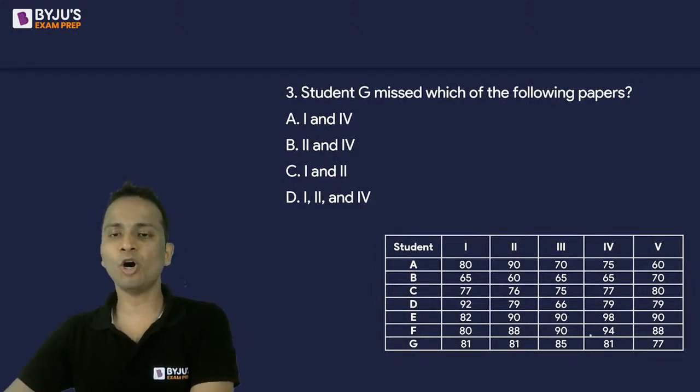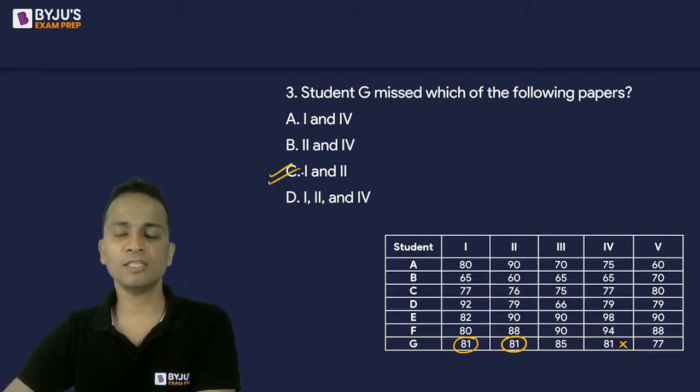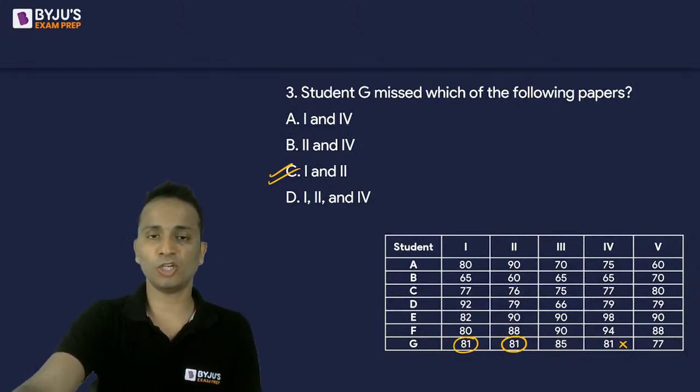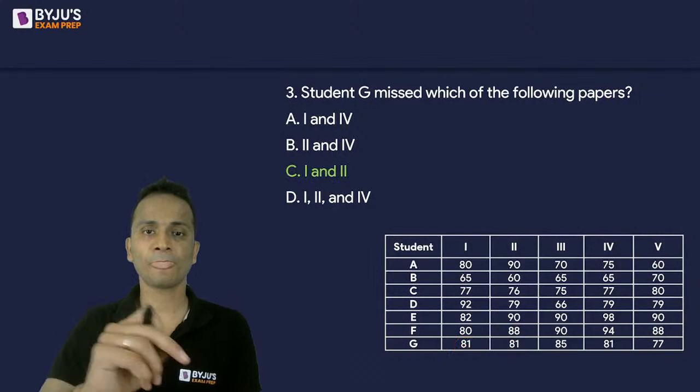Now, student G, we already knew, cannot miss paper number 4. And from the table, we determined that G has missed paper number 1 and 2. So the correct answer should be option C. Yes, plenty of students have given a correct answer. Option C is the correct answer.